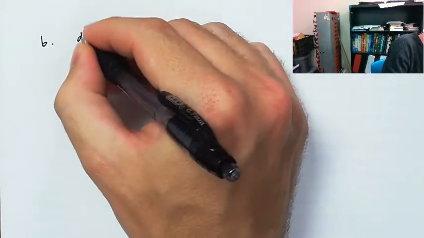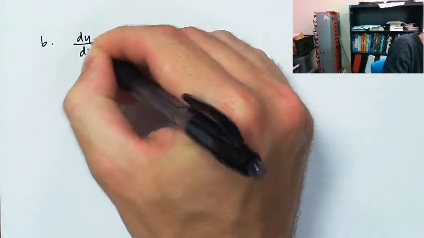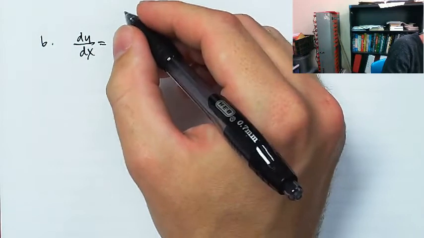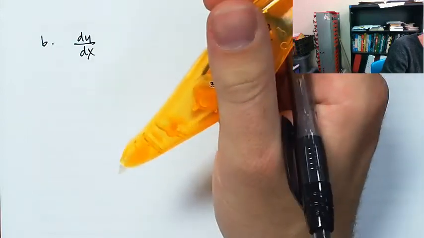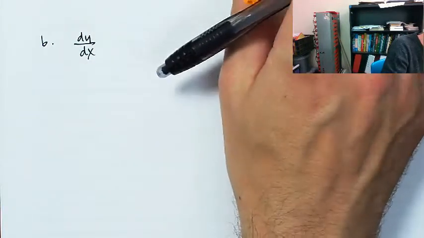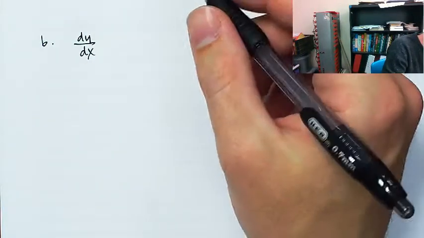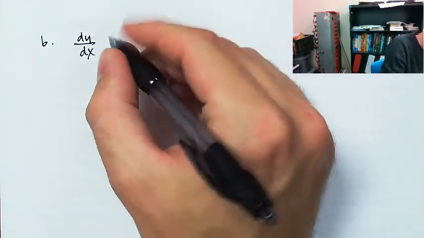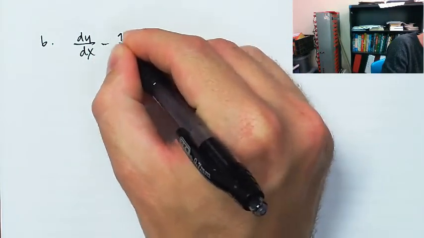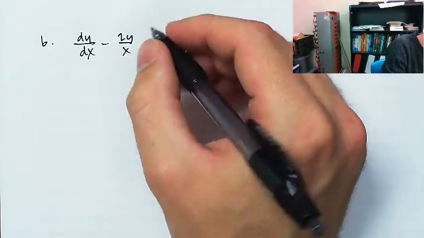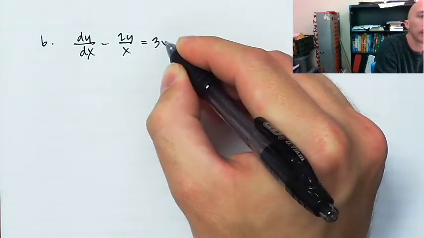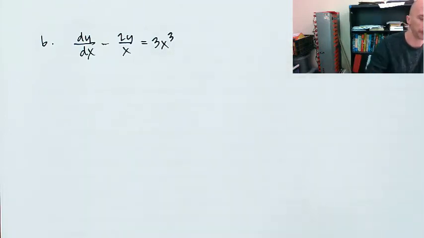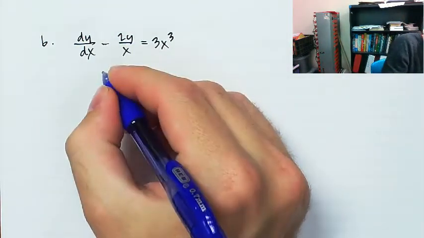Number 6 would be dy dx minus 2y divided by x. Did I not already do this one? I did plus 2y divided by x. Okay, so yeah, that's going to come out completely differently. Minus 2y over x equals 3x to the 3.